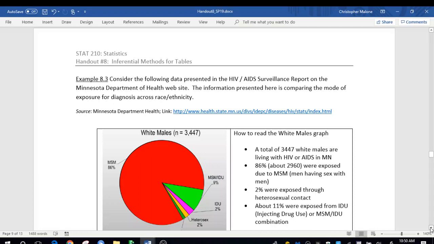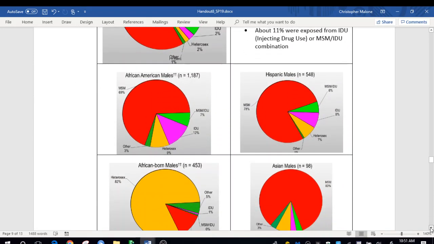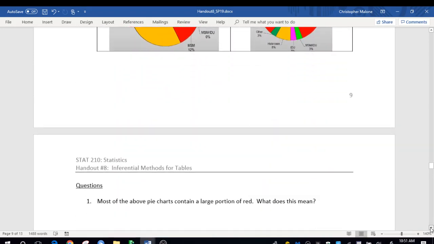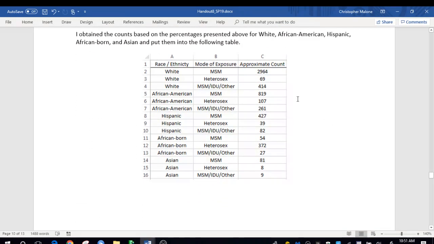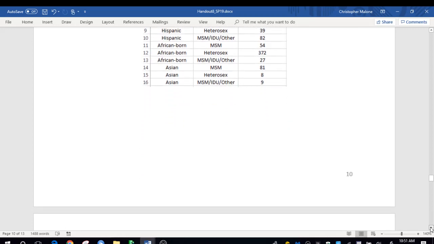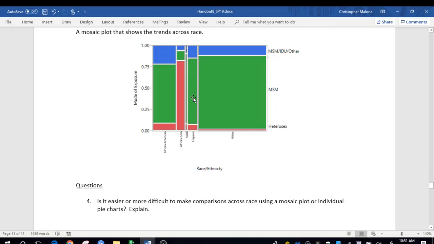And again, in section 8, or handout 8.3, or example 8.3, you can see that I did one across the races. So I took that data, brought it into JMP. So there's that data in JMP, again, based on approximate counts, because there's a little bit of rounding there in the percentages. And then I can look at a mosaic plot. And you can see that how people get HIV is very different across races. The biggest one is the African born here.